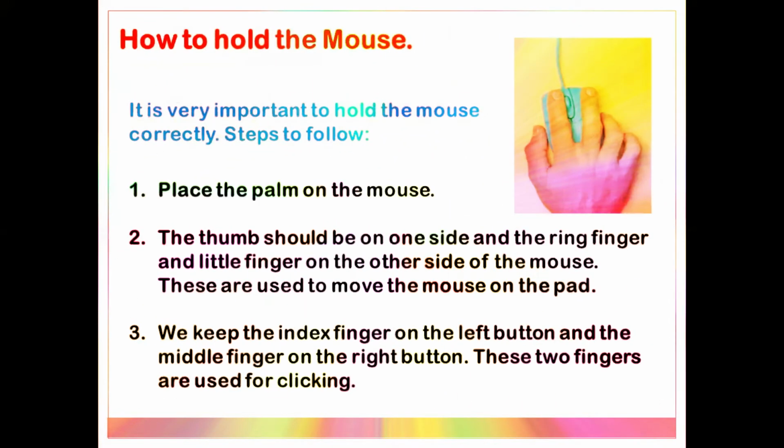How to hold the mouse? There are very good steps given over here. First, place the entire palm on the mouse, as already shown in the figure. The thumb is kept on the left side, and the ring finger and the little finger are on the right side of the mouse. The index finger is on the left button, and the middle finger is on the right button of the mouse. This is the proper way of holding the mouse.